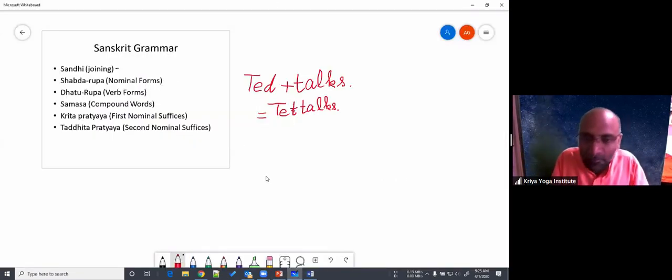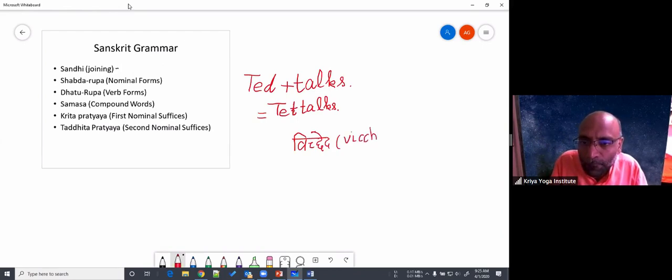So this is Sandhi. There is a corresponding concept. Sandhi is joining. So you see the joined words, and the corresponding concept is actually Vicheda, which means splitting. Vicheda means splitting the words.